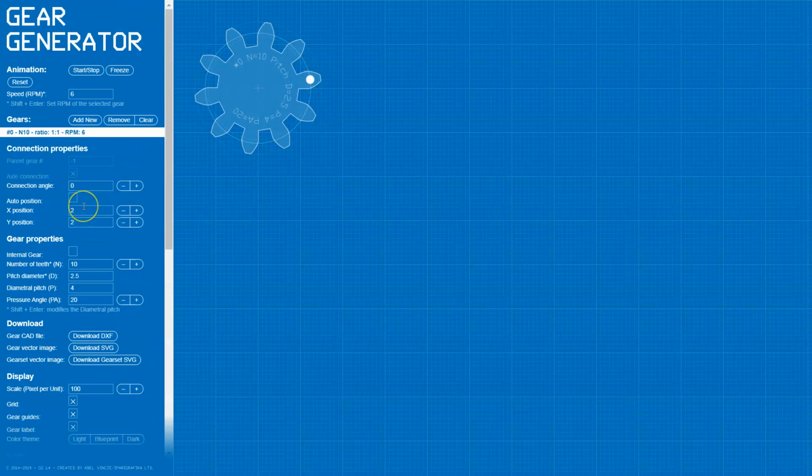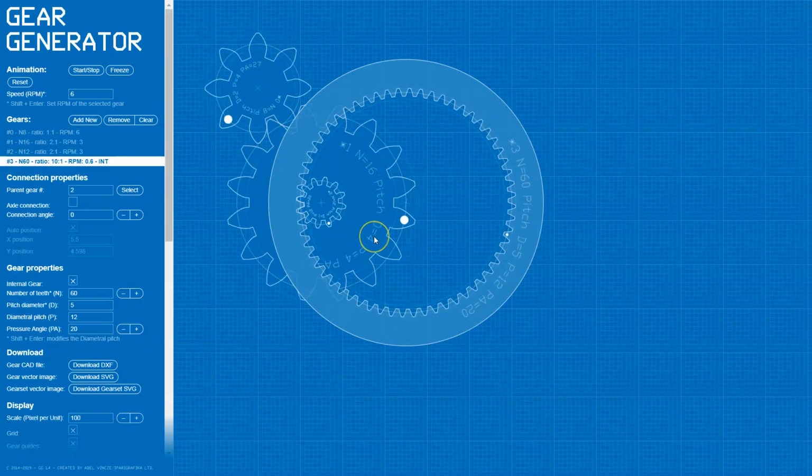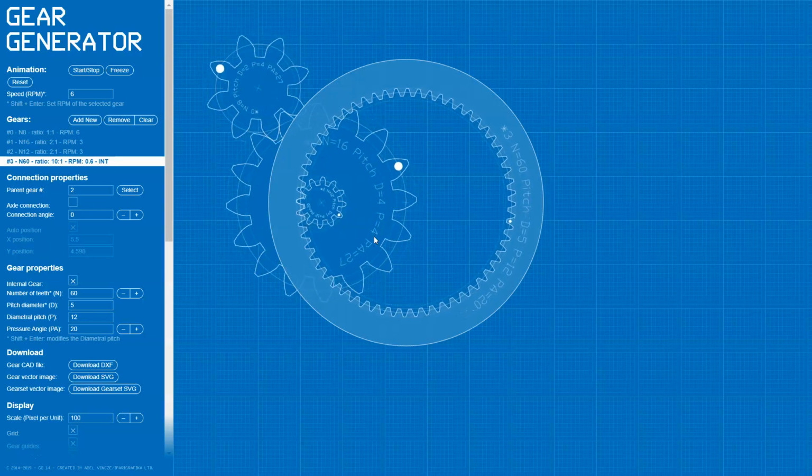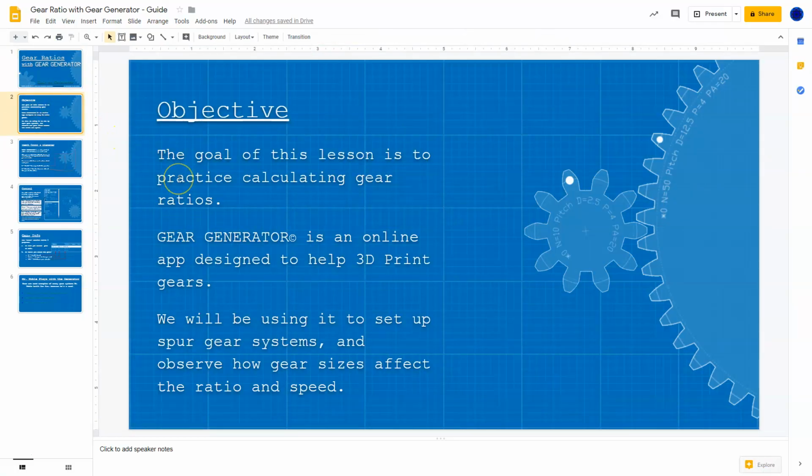We're only going to use a couple of these. So you can see it can make some really complicated stuff, but we're not going to worry about that. Our objective is just to practice calculating gear ratios and understand sort of intuitively how the sizes of gears affect the gear ratio and the speed.